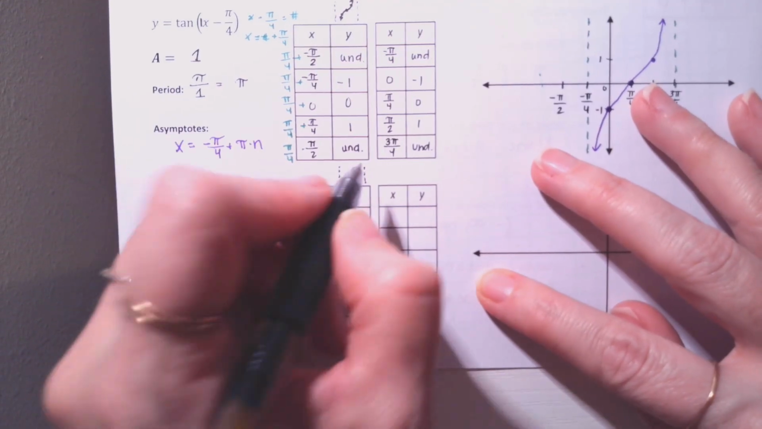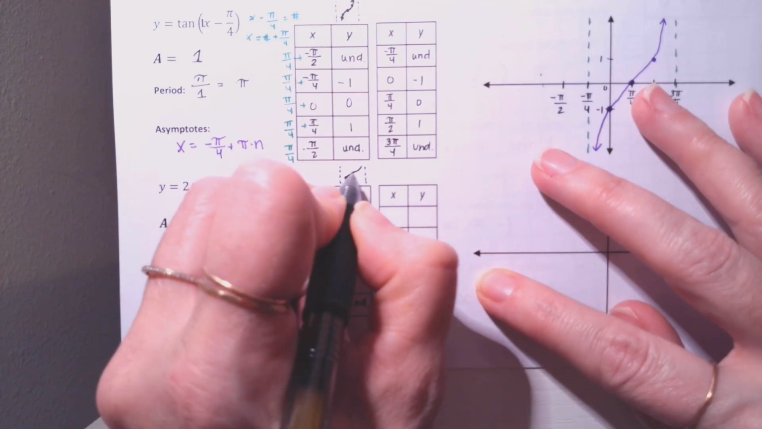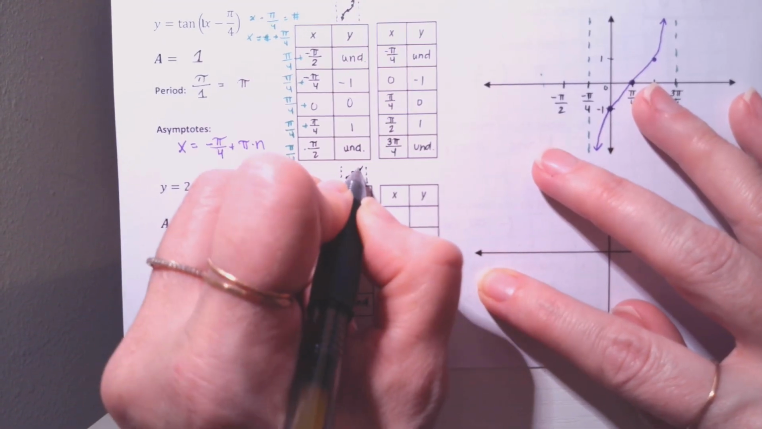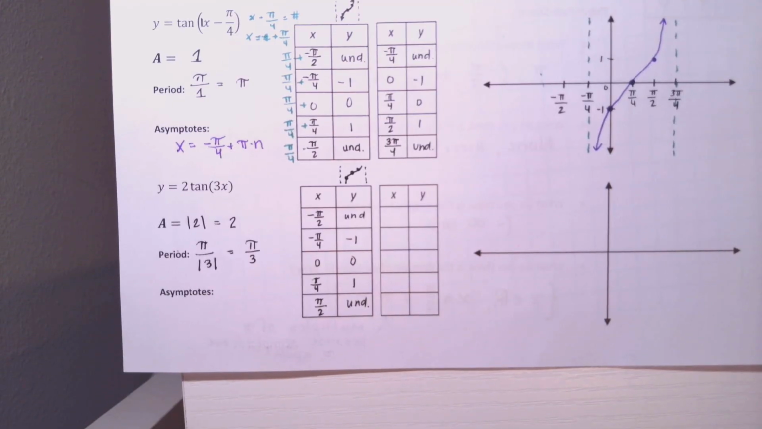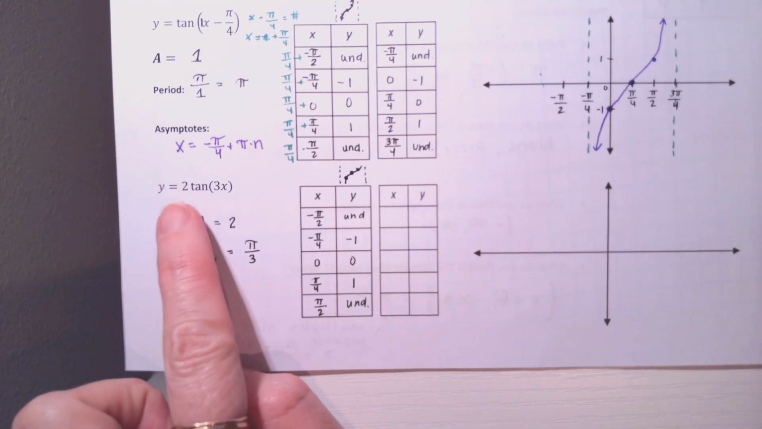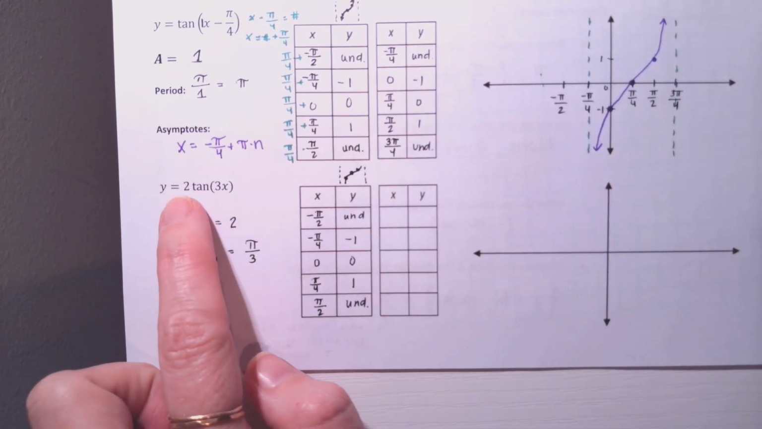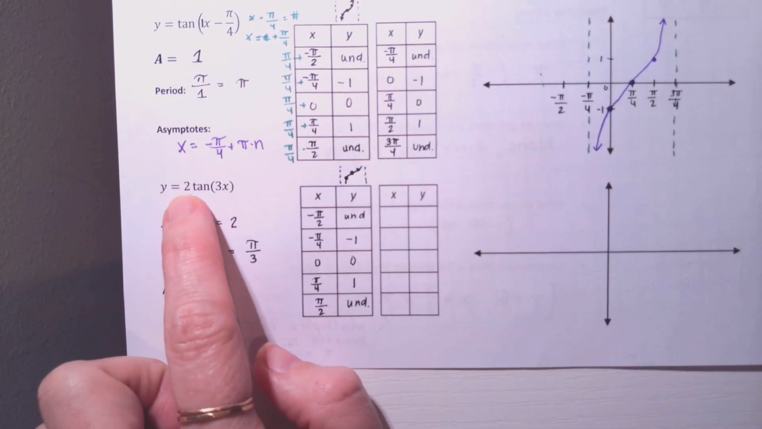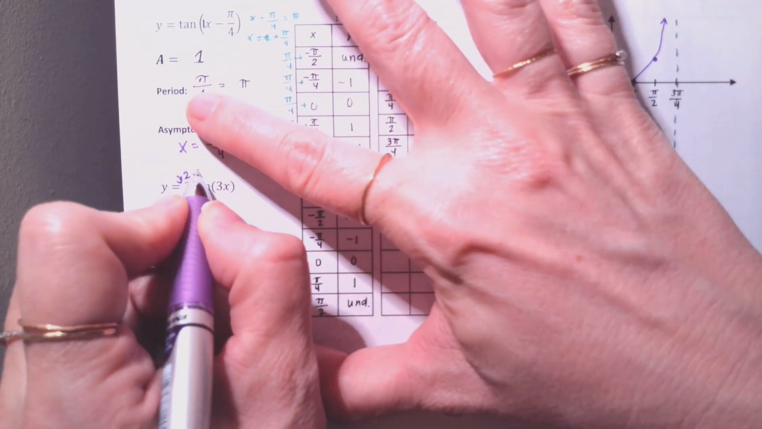Undefined, undefined. And in between you have your little swoop where it starts down at negative 1, goes up to 0, and then goes up to positive 1. And looking at what we need to adjust for our values, I can see this number is outside the parentheses, so this one is going to affect our y values. So all of my y values, I'm going to need to do exactly what it says. I'm going to do 2 times my y values.